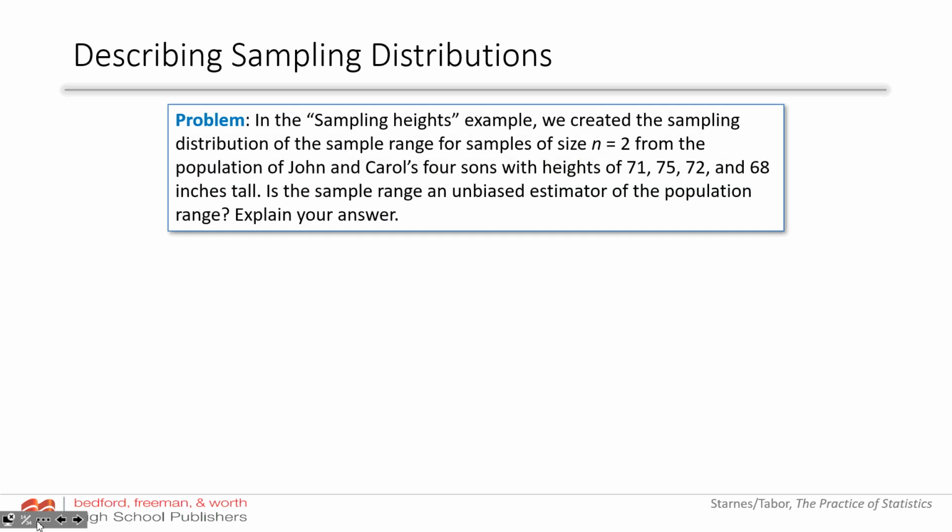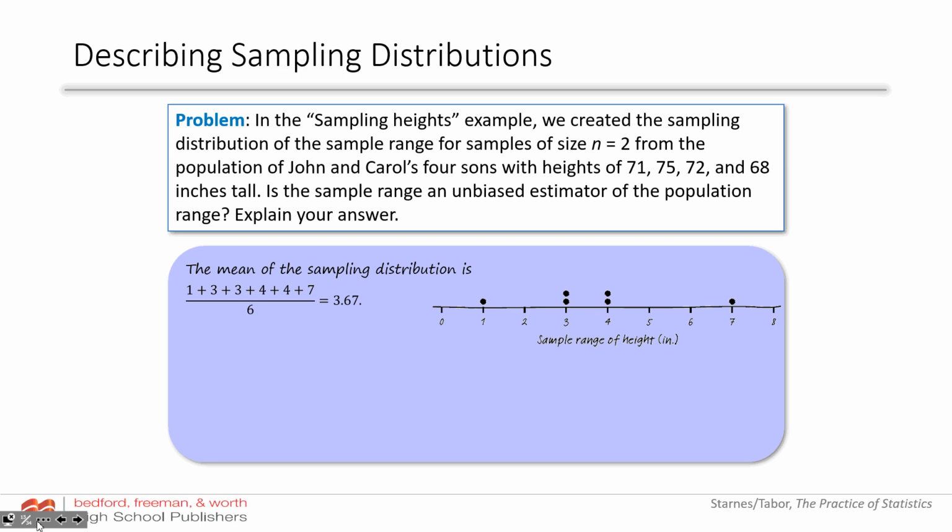All right, so in the sampling heights example, we created the sampling distribution of the sample range for samples of size n equals 2 from the population of John and Carol's 4 sons with those heights. Is the sample range an unbiased estimator of the population range? And explain your answer. So we're going to revisit this problem.